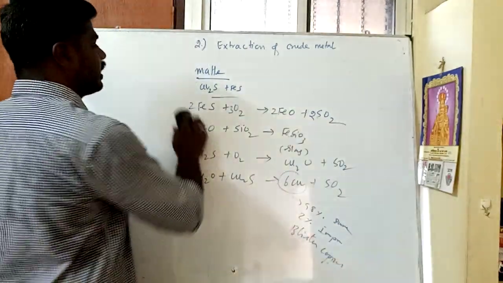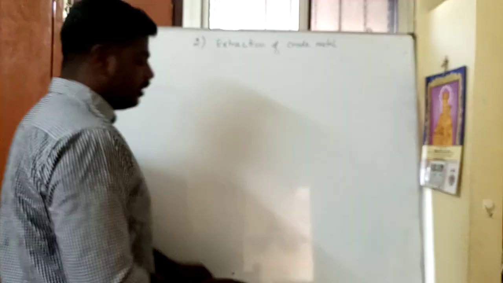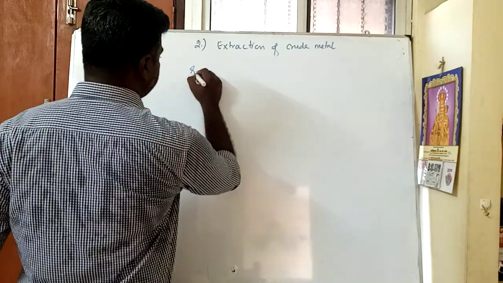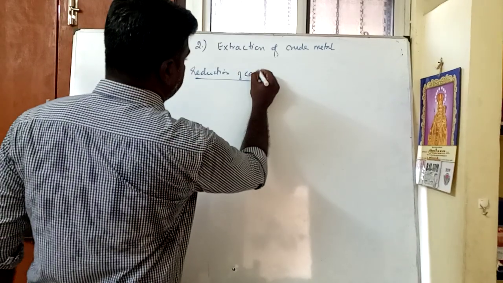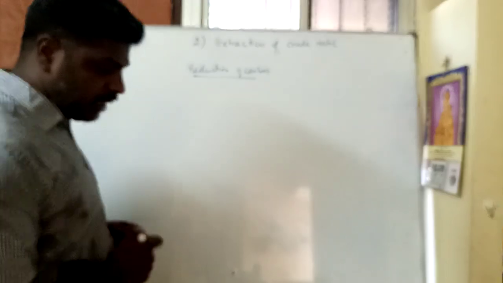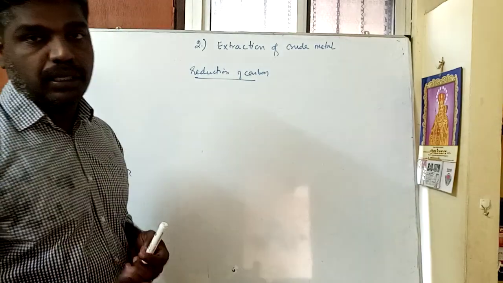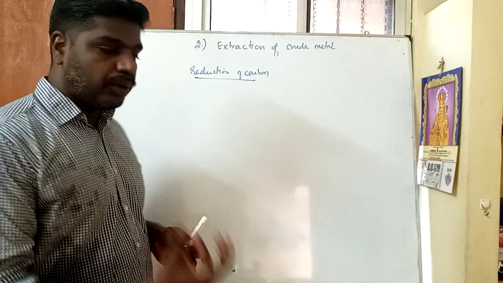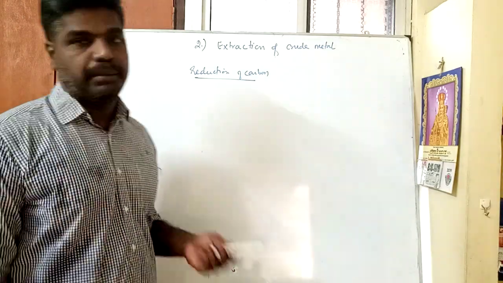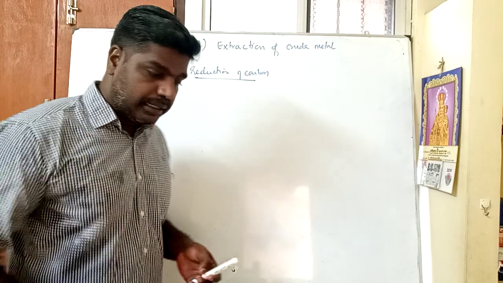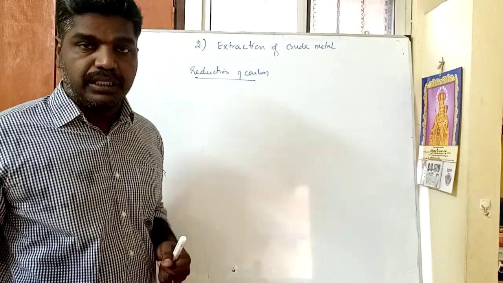Then one more reduction process that we are going to see now. There are many reduction processes. Reducing agent like carbon: reduction by carbon. The metal oxide is converted into metal by adding a reducing agent like coke or coal. By adding coke or coal and heating, the metal oxide is converted into metal. But one thing you must remember: while adding carbon, it should never react with the metal forming a metal carbide.